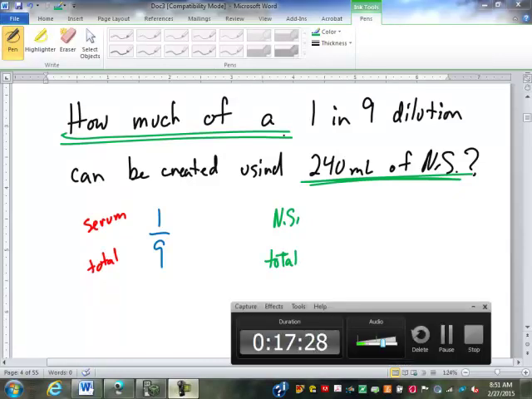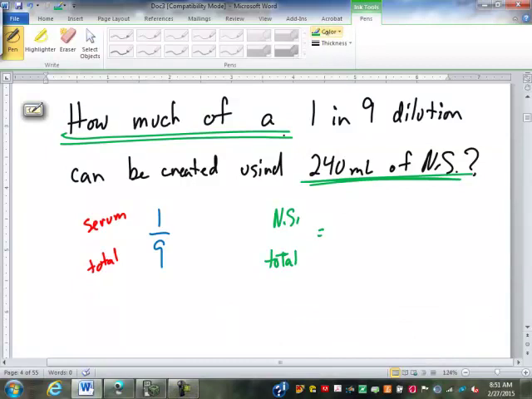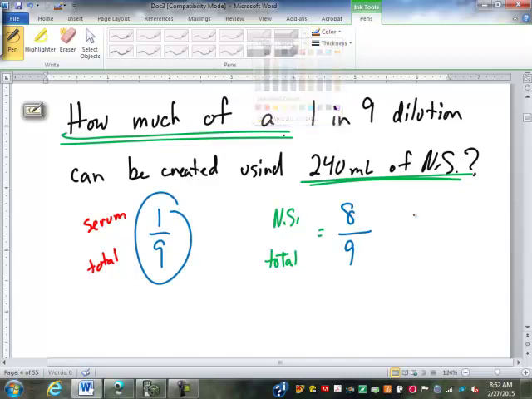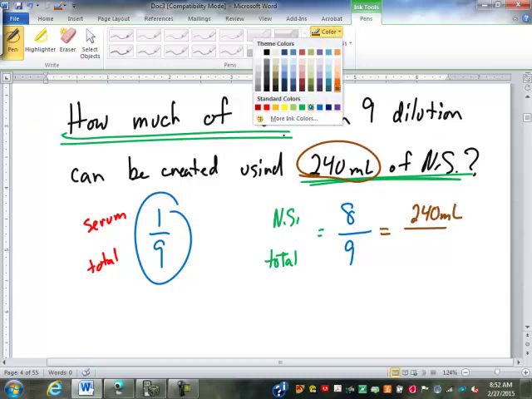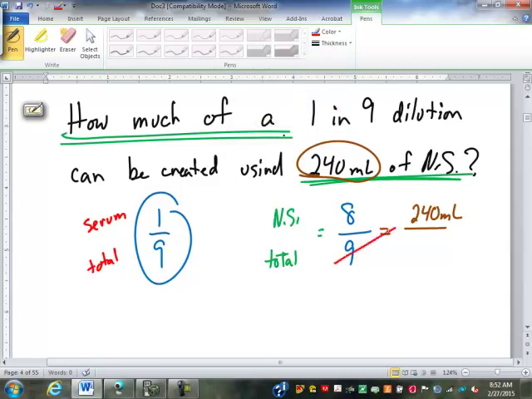What's that ratio going to be? 8 over 9. Good. If 1 out of 9 parts is serum, the other 8 out of the 9 parts must be saline. So now we complete our proportion. The 240 is the amount of saline that goes on top. And we can cross multiply and divide. 9 times 240 divided by 8 is 270 milliliters of total solution.